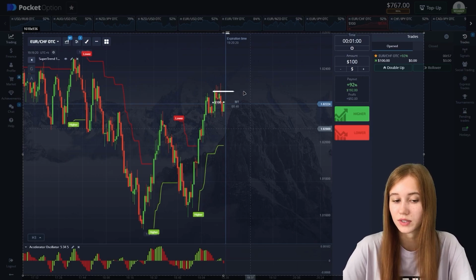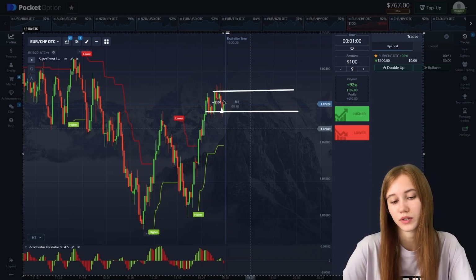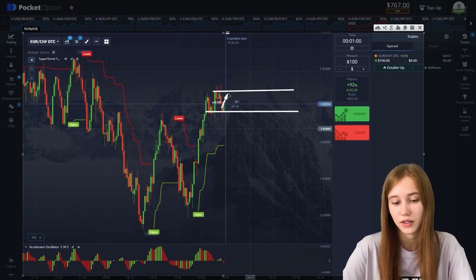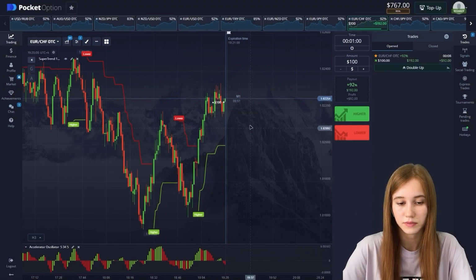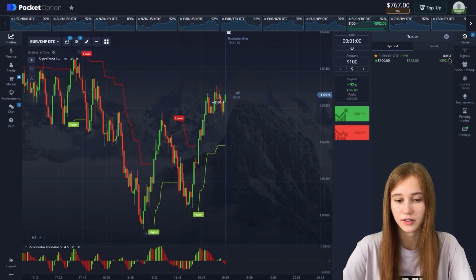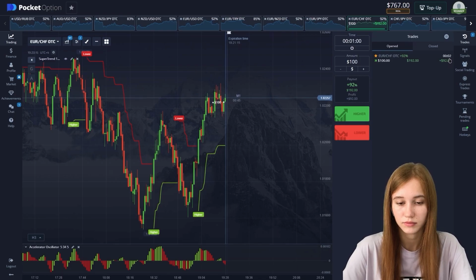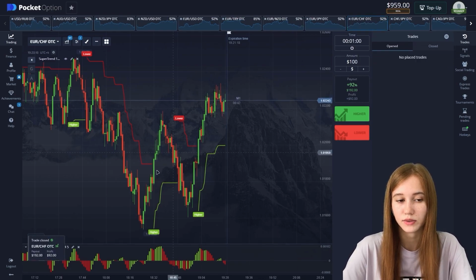Also, if we see a resistance level and the support area, we will move towards this resistance area during the consolidation period. So we opened up, and the SIPA trend also shows an increase, corrections. Let's see. 5 seconds left, and your profit is $92. Good.